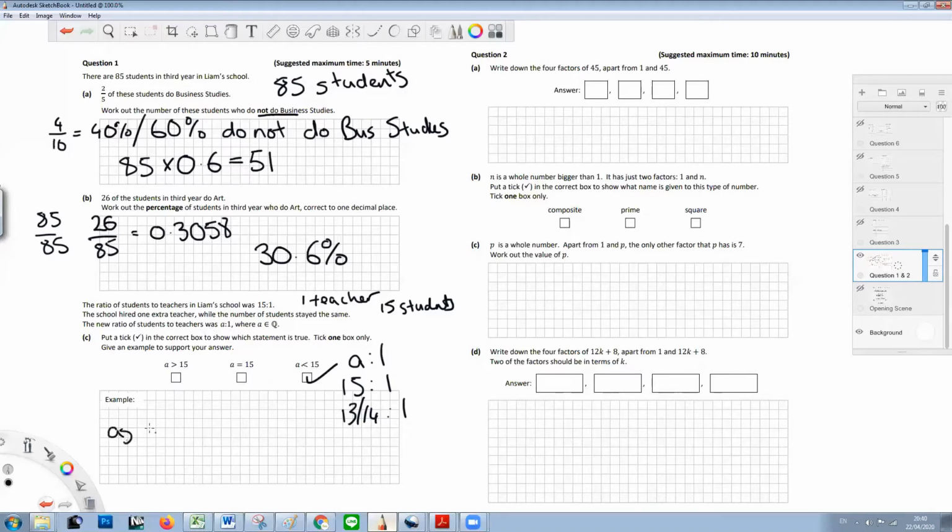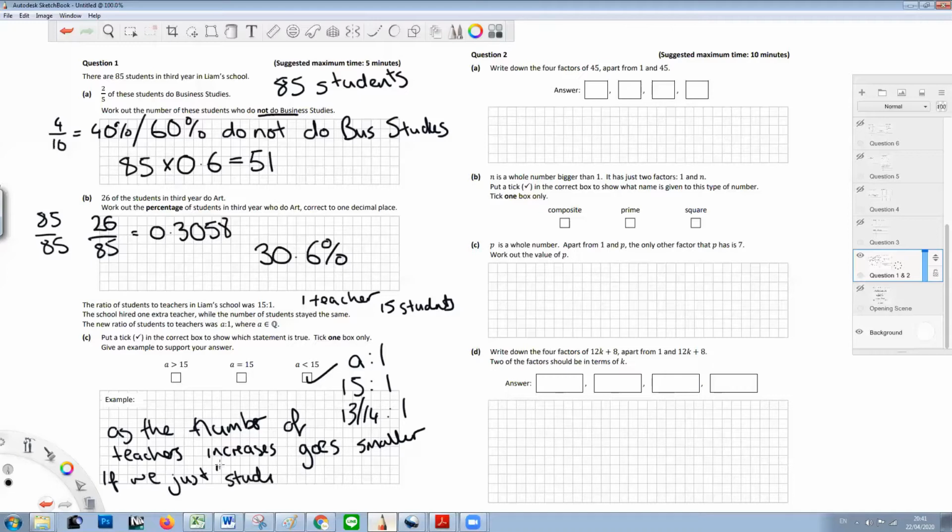Well, you could just say, as the number of teachers increases, the ratio gets smaller. And if it says give an example, so say there was 15 students only. So if we had just 15 students, the ratio is 15 to 1. But if we had now two teachers, if we keep the teachers ratio at 1, that goes to 7.5. Okay, so that's that done.